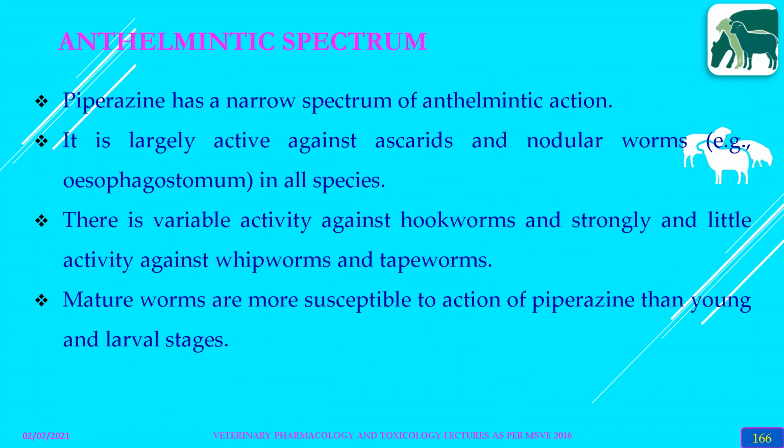Coming to the anthelmintic spectrum, these are all narrow spectrum anthelmintics, only effective against roundworms, especially ascarids and nodular worms in most species. There is variable activity against hookworms and also strongyles. Very rarely are they effective against threadworms and whipworms. Mature worms are more susceptible to the action of piperazine than young and larval stages.